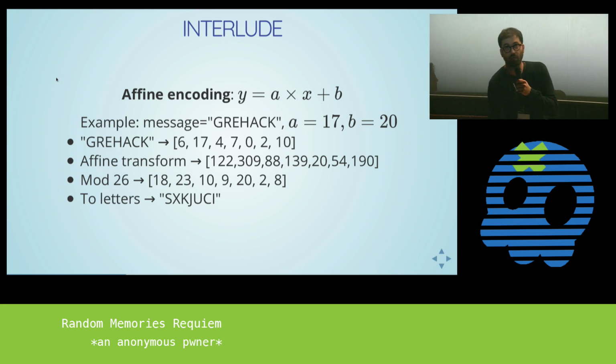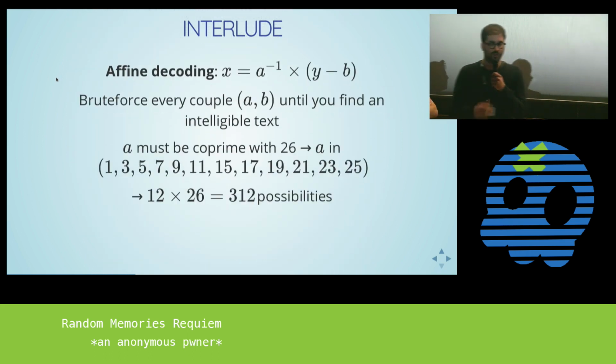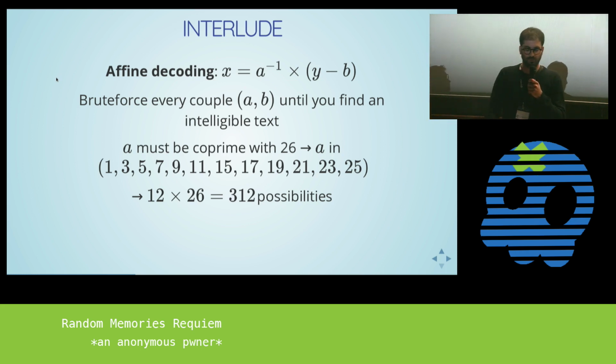So now, how to decode this message? You apply the inverse transformation. For this, you don't know the values of a and b. For b, there are 26 values. For a, there are 26 values. Actually, only 12 values, because the value of a must be coprime with 26, so that it has an inverse. So you have something like 312 possibilities.